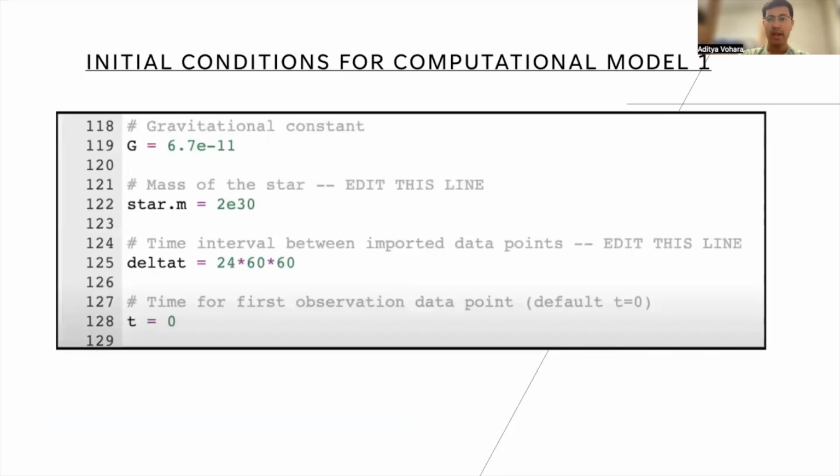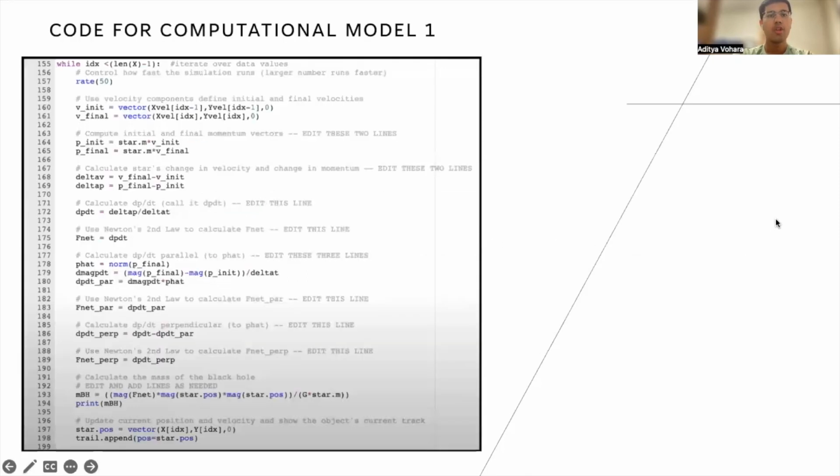So let us start by looking at the initial conditions for model 1. The initial conditions of model 1 are G is 6.7 times 10 raised to the power of minus 11. The mass of the star is 2 times 10 raised to 30, and the time interval is shown below. We'll first start by looking at the code of model 1. The code for computational model 1 is shown below.